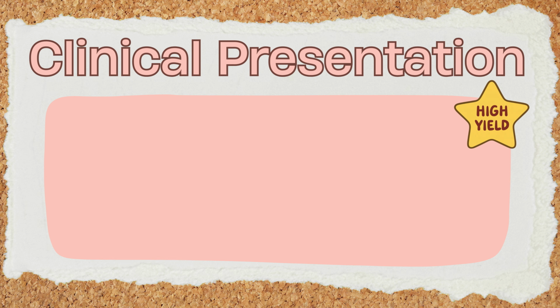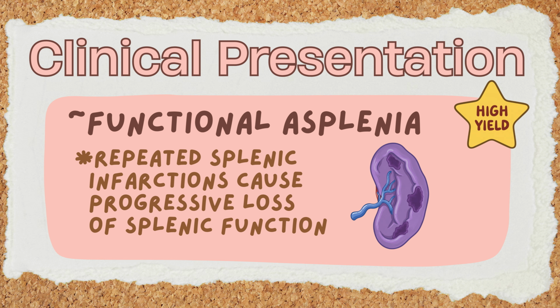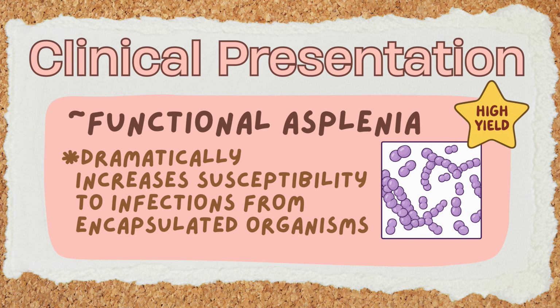A high-yield feature to remember is functional asplenia. Repeated splenic infarctions cause progressive loss of splenic function, often in early childhood. This dramatically increases susceptibility to infections from encapsulated organisms such as Streptococcus pneumoniae.